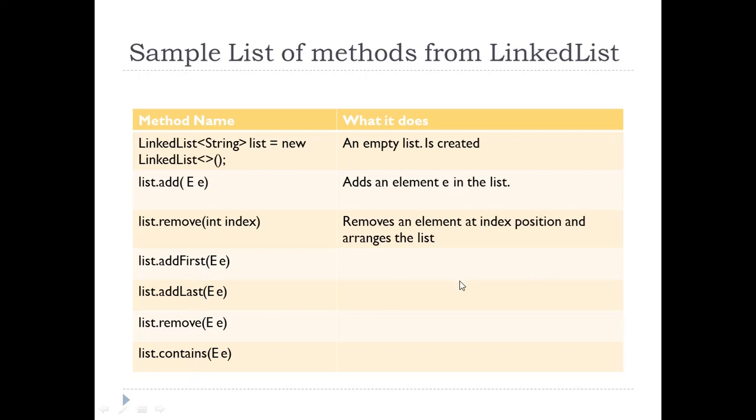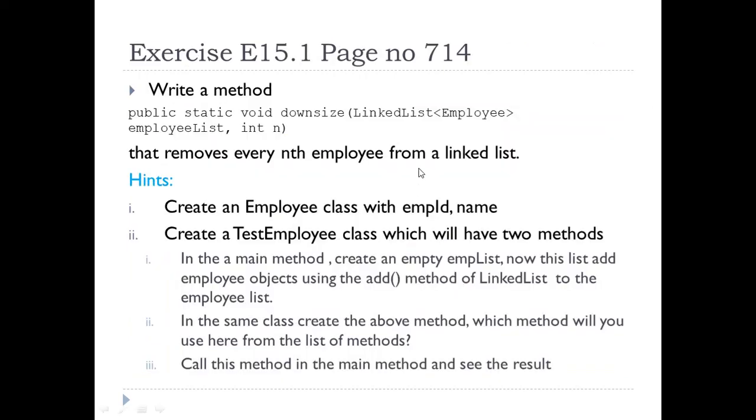Now, when you explore this, you have to write a method public static void downsize, taking a linked list of employees and an integer n. This method removes every nth employee from a linked list. Now you can refer to the demos wherein we have had an employee list. So you know how to do all that. But still, I've given the hints.